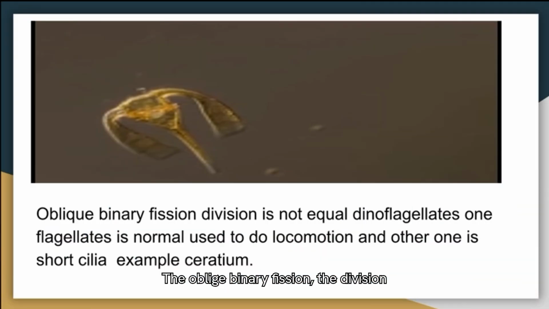In oblique binary fission, the division is not equal. You see the animal? The animal is not in correct shape, so the binary fission is not equal. And then dinoflagellates. It has two flagella. One flagellum is the normal one, used for locomotion, and the other one is short, called cilia. Example, Ceratium.